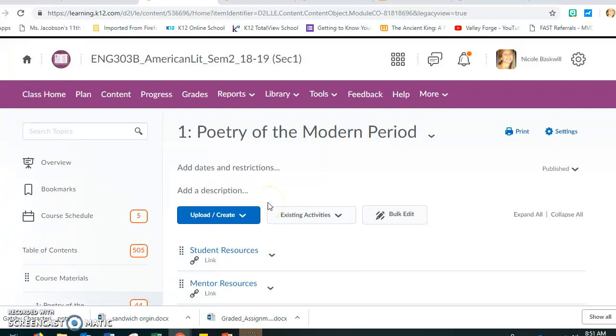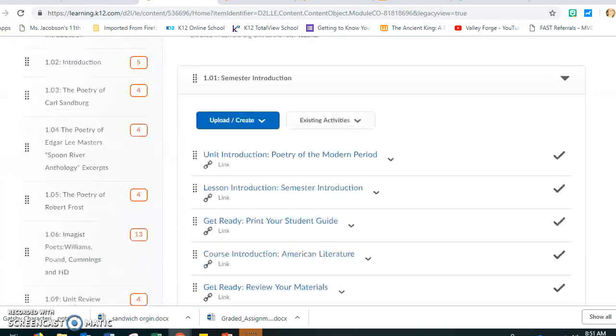Hi everyone. A few students have told me that they're having trouble finding the answers for the Unit 1 assignment. So I'm going to just show you and make sure we're all seeing the same thing, and I'm hoping that this will help. So I am in Part B of our American Lit course, and I am in Unit 1, Poetry of the Modern Period.